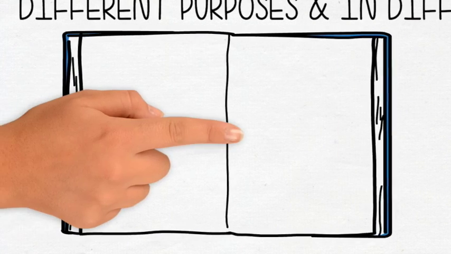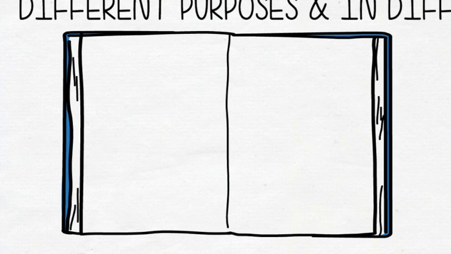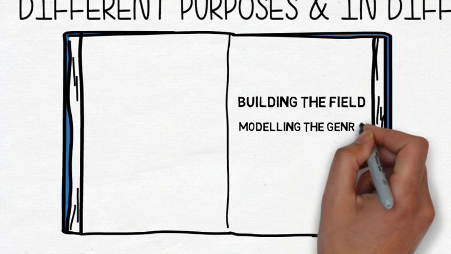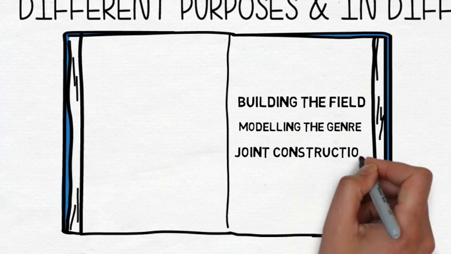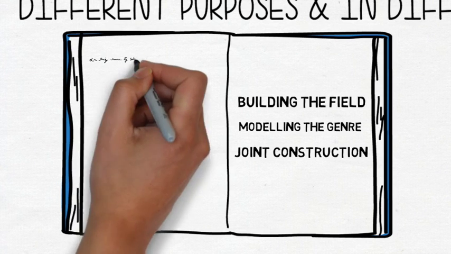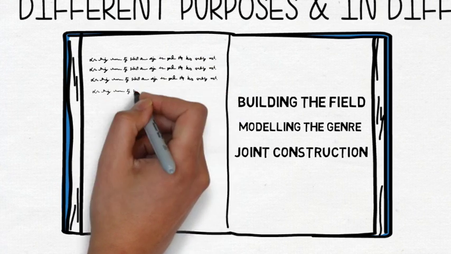We must aim to foster active student involvement in writing by building the field, modelling the genre, and providing joint construction. This allows our students to progress from constructing a highly scaffolded response to producing individual work.